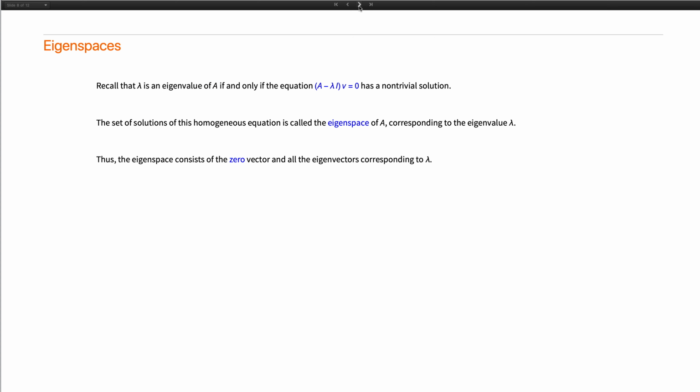Okay, so now let's talk about eigenspaces. If you have an eigenvalue, then of course, by definition, you have this equation over here being satisfied for some non-trivial, non-zero vector. Now, this is a homogeneous equation. The right-hand side is 0, so you have potentially many solutions, and the set of all these solutions is called the eigenspace of A, corresponding to the particular value lambda. And of course, 0 is always a solution, so in fact, we'll think of 0 as belonging to the eigenspace as well, along with all the eigenvectors corresponding to lambda.